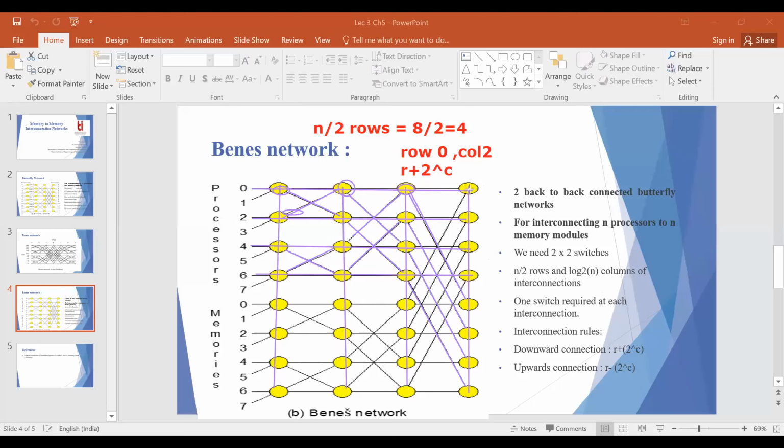So if I just realize this one now, this is row 0 and column 3. Now the downwards connection we have to make, because there is no upward connection which is possible. If I just talk about the downwards connection, this is row 0 and column 3. So it becomes 0 plus 2 raised to the power 3, sorry, I should use the minus. The downwards connection will be row minus 2 raised to the power column. Currently row is 0 and minus 2 to the power.